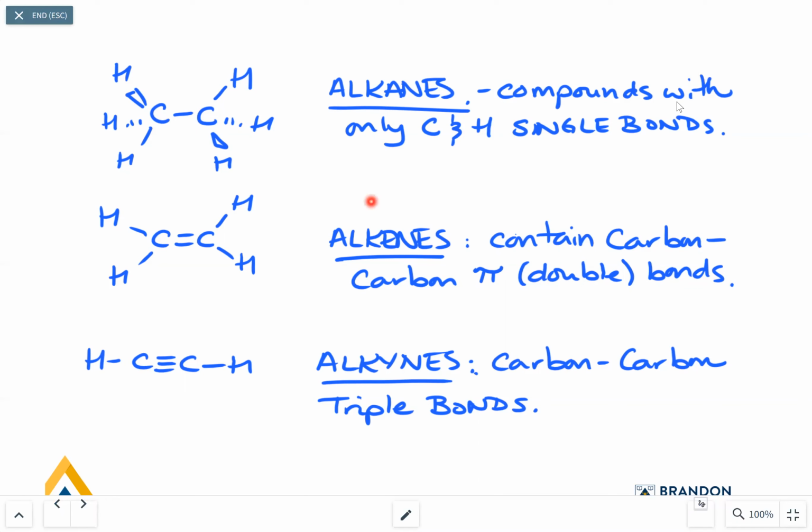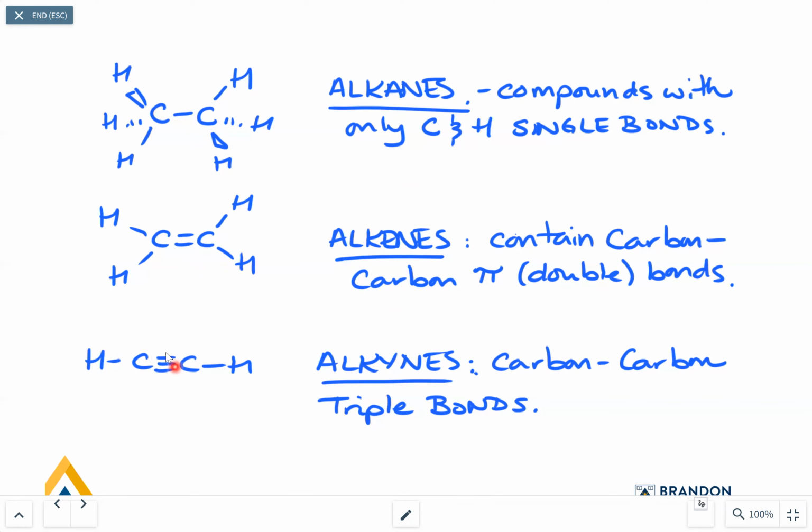Okay, once you add a double bond to your carbons, we call these alkenes. And so there's a pi bond between two of the carbons. And pi bonds are certainly more reactive than sigma bonds. And so the chemistry of alkenes can be markedly different than the chemistry of alkanes.